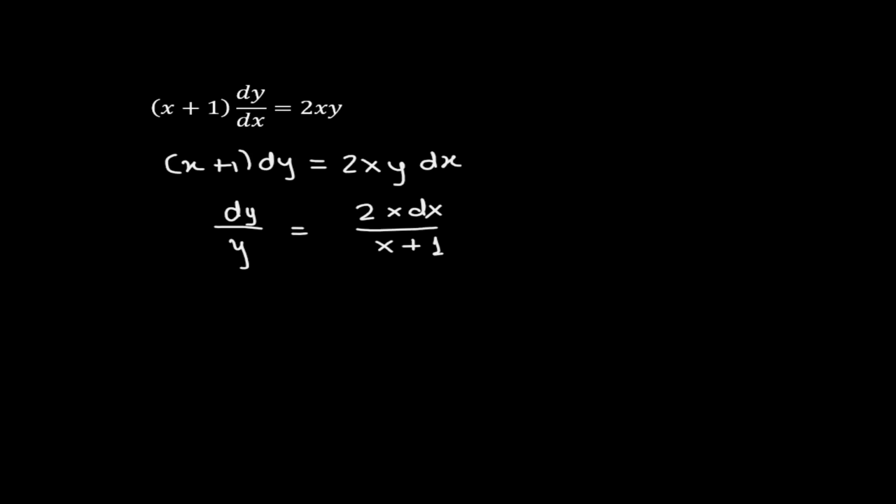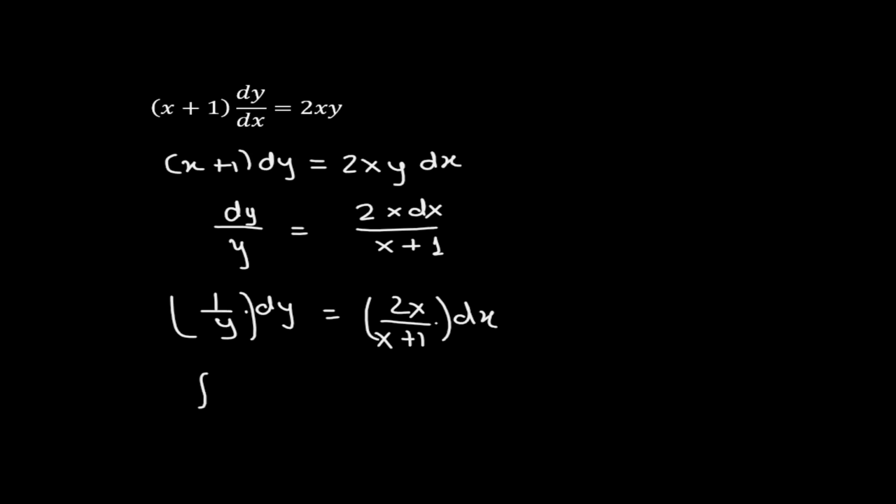So here we see that we have 1 over y times dy equals 2x over x plus 1 dx. So 1 over y is completely a function of y, and 2x over x plus 1 is completely a function of x. So we can now integrate both sides. So we have integration of 1 over y dy equals integration of 2x divided by x plus 1 dx.